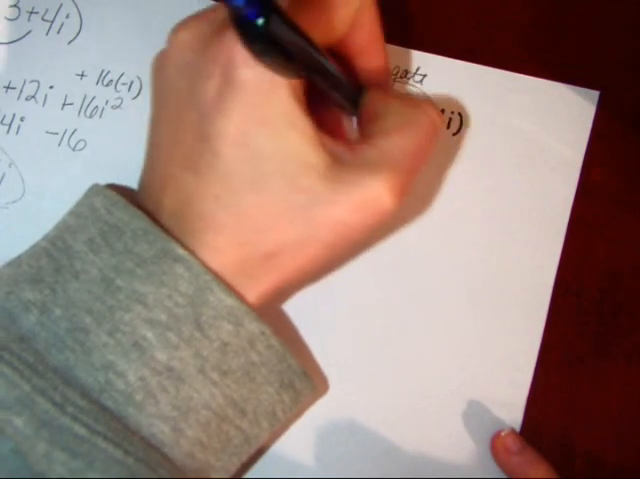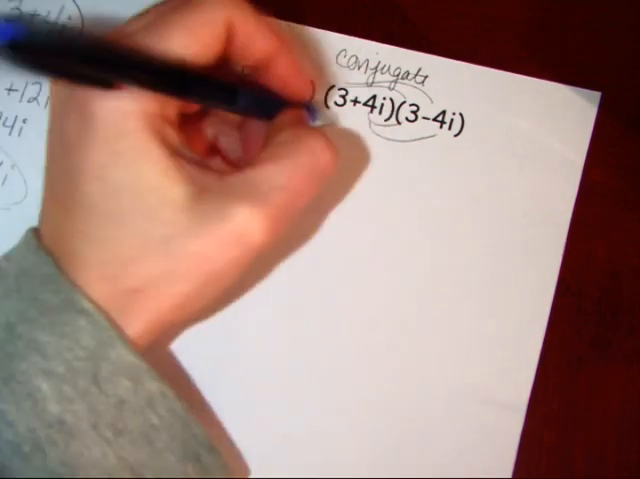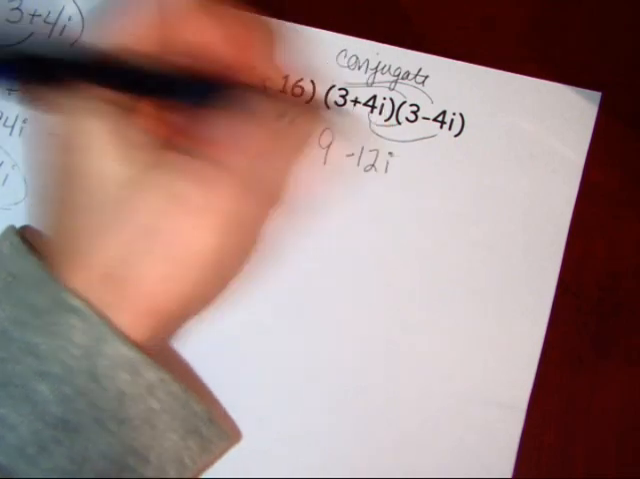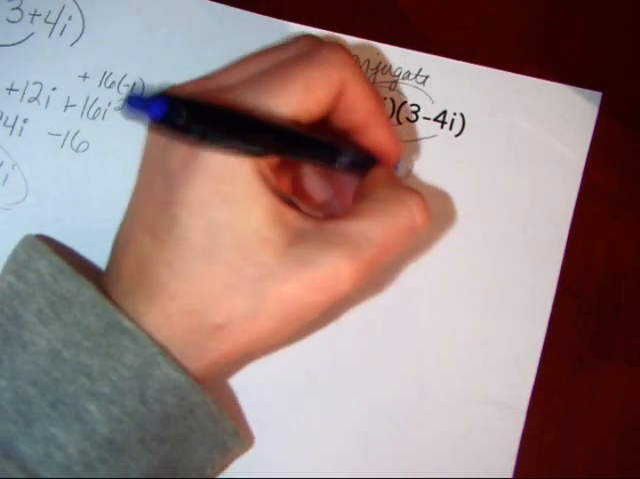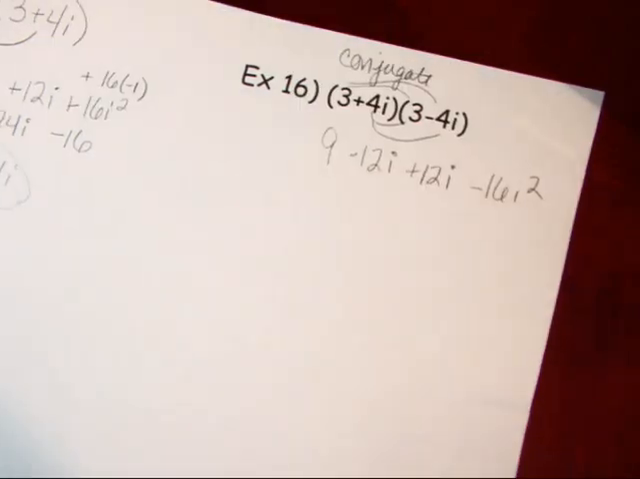Alright, let's go ahead and FOIL. Conjugates have very special properties to them, and let me tell you the special property. Maybe you want to write this down as well. A conjugate will get rid of the i. One more time. The conjugate will get rid of the i. Watch how it happens. 3 times 3 is 9. 3 times a negative 4 is negative 12, but this one has an i. 4i and 3 is a positive 12i, just FOILing. And a positive 4 and a negative 4 is a negative 16, but this one has an i squared.